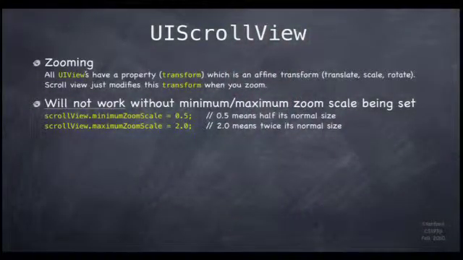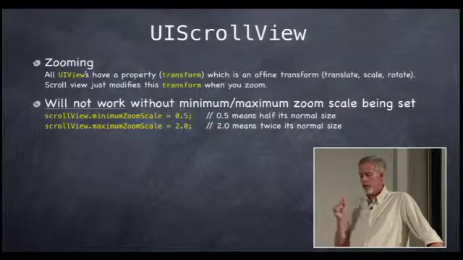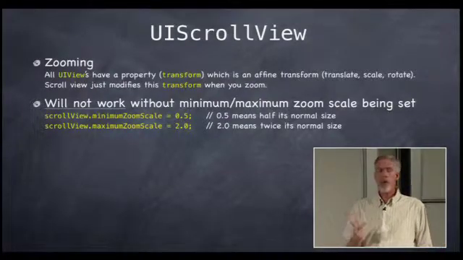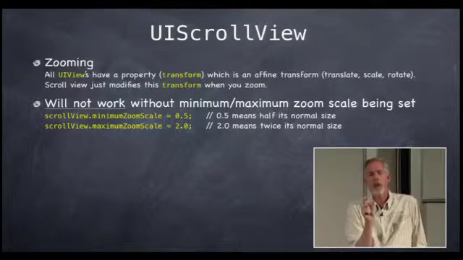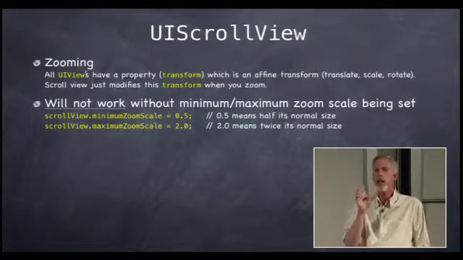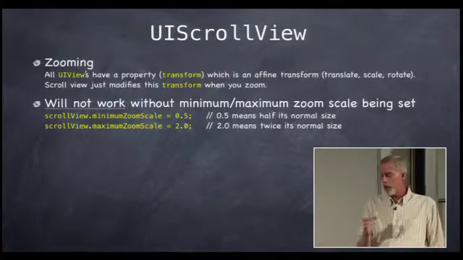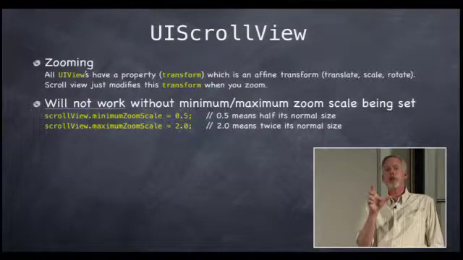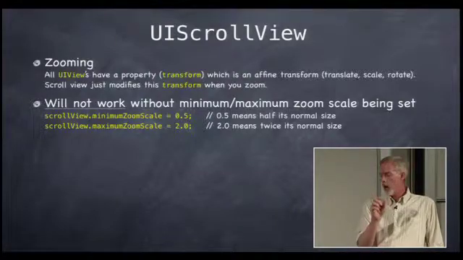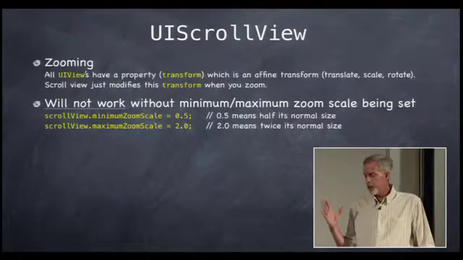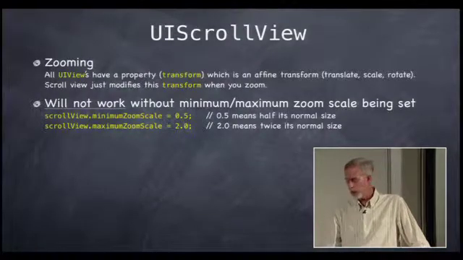Zooming will not work without two things. So pay attention here. You must set a minimum and maximum zoom scale. The scale system here, 0.5, for example, would be half its normal size. So you could zoom it down to being half its normal size. If you said 0.1, it could be a tenth of its normal size. And then maximum zoom scale is a number like 2, which would mean you could zoom it up to being twice as big as its normal size, or you could have 10 and be 10 times as big. So that's how the scale system works. You must set the minimum and maximum scale. If you don't set them, you can't zoom.